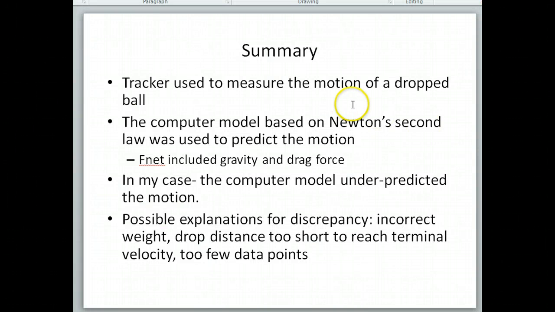So tracker is used to measure the motion of a drop ball. The computer model based on Newton's second law was used to predict motion. F-net included drag force and gravity, and in my case, the computer model underpredicted the motion. Possible explanations for the discrepancy: incorrect weight, drop distance too short to reach terminal velocity, or too few data points. Thank you.